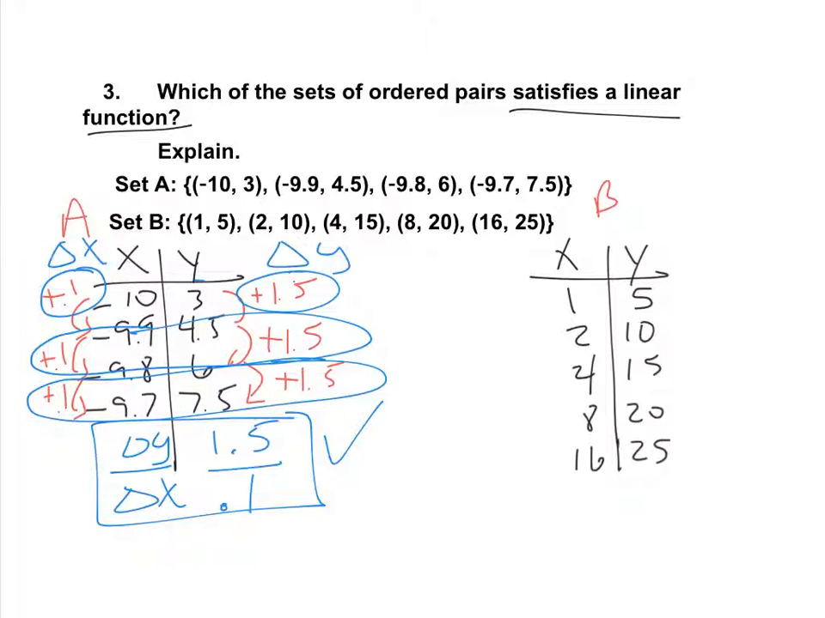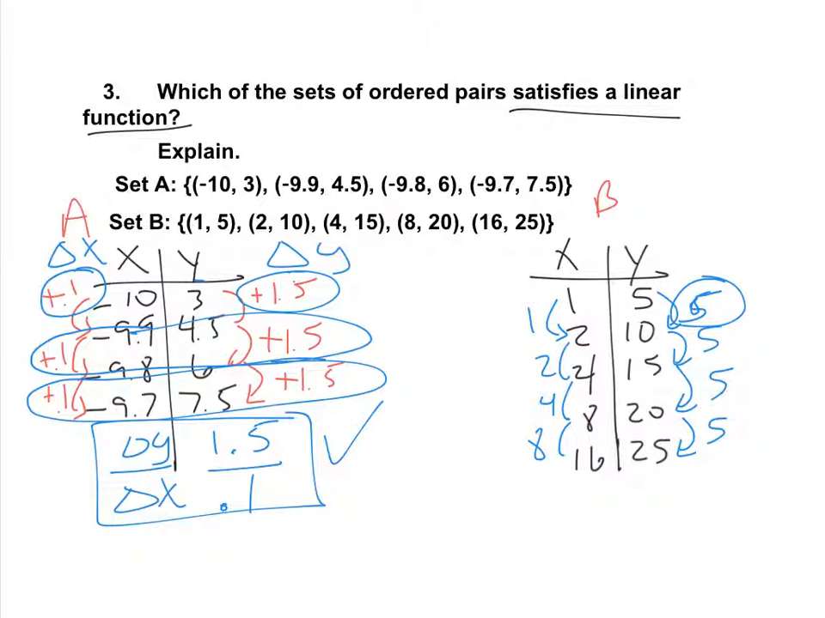Now, on part B, what we can see is these increase by 1, increase by 2, increase by 4, and they increase by 8. Over here, these all consistently increase by 5. Now, if I were to look at the ratios, I get change in y over change in x. So the first one would be 5 over 1. The second one would be 5 over 2. The third one would be 5 over 4. And then the last one would be 5 over 8.